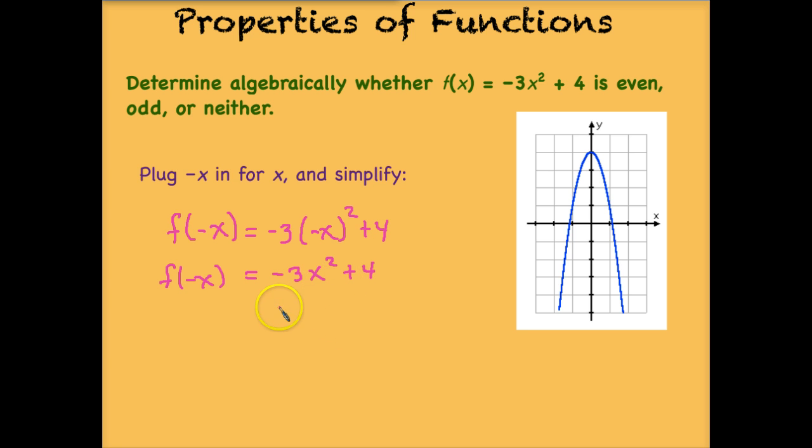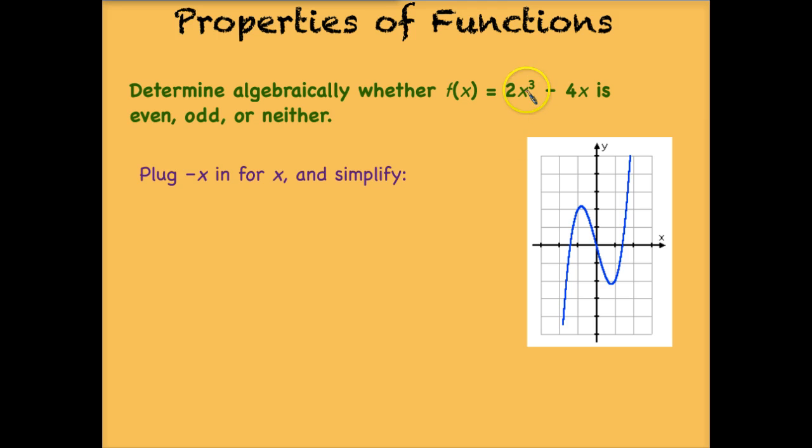Remember what I said earlier. If you plug in a negative x into your function, and your result, which is right here, is the same as what we started with, then we know that we have an even function. This result is definitely the same. Let's look at another example. In this function here we have a cubic, and here's a typical cubic pattern.